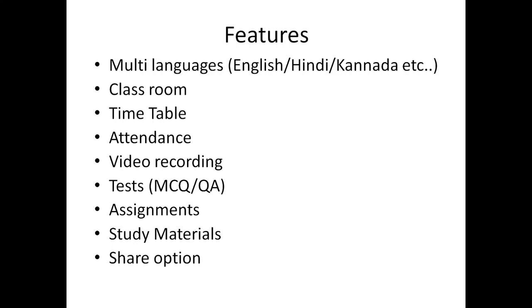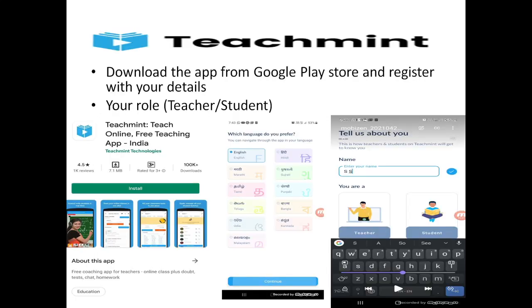Now let us see how to use this app. First of all, you need to download the app from Google Play Store and register with your details. You have two roles here: one is a teacher, another one is a student. Before registration, you need to provide your mobile number. Once you provide the mobile number, you are going to get an OTP. Enter the OTP to register in the app. Then you provide the name and select your role, a teacher or a student.